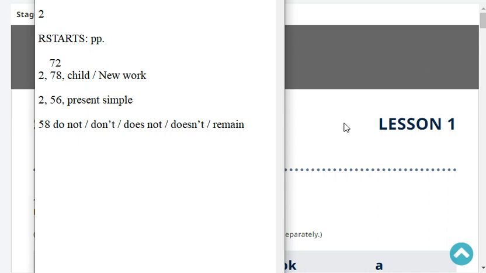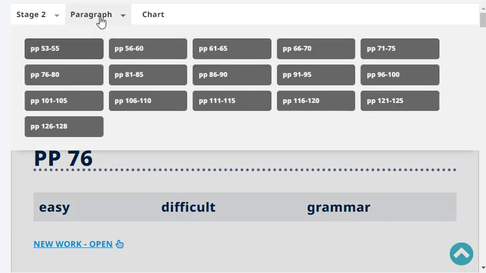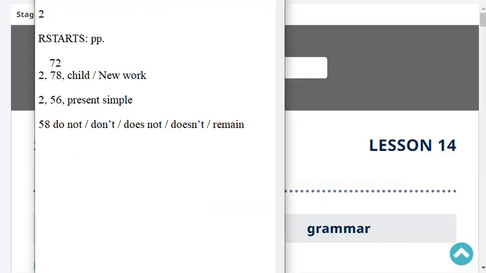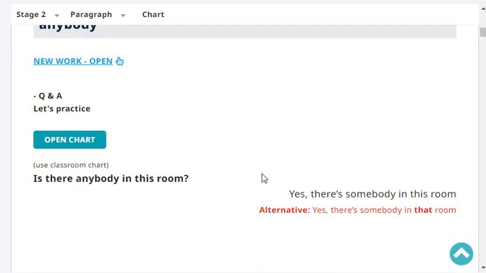We are at stage 2, paragraph page 78. Our last headword was child, a newer type of lesson. We just finished. Let's start with revision.